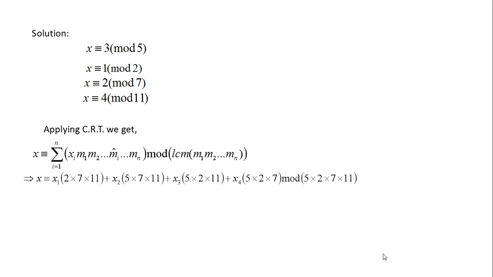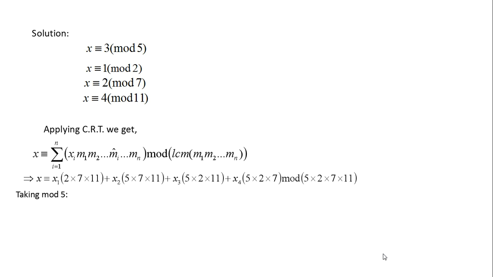Let me illustrate it. For example, in this case x will be congruent to x1 into 2 into 7 into 11, and so on. Notice that I have not included 5 here. If I consider my first congruence relation, then I have written x1 corresponding to that, but I have not included 5. It is x congruent to 3 modulo 5, but in the first expression I have not included 5. Similarly, in the second expression I have not included 2. In the third expression I have not included 7, and in the fourth expression I have not included 11. And the modulo will be the product of all the divisors, that is, here it is 5, 2, 7 and 11.